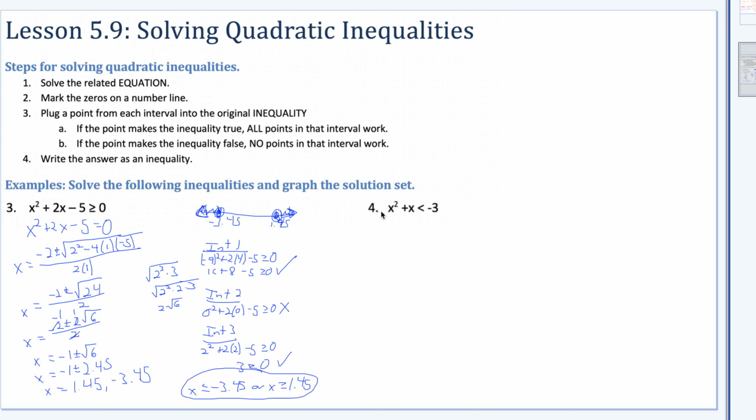And our last one, we want to solve the related equation. First, let's get everything equal to 0. So we have x squared plus x, we'll be adding 3 to both sides, so plus 3 is less than 0. We cannot, again, factor this one, so we have to use the quadratic formula. So x equals -1, because -b, plus or minus the square root of b squared, so 1 squared minus 4 times a, which is 1, and times c, which is 3, all over 2a.